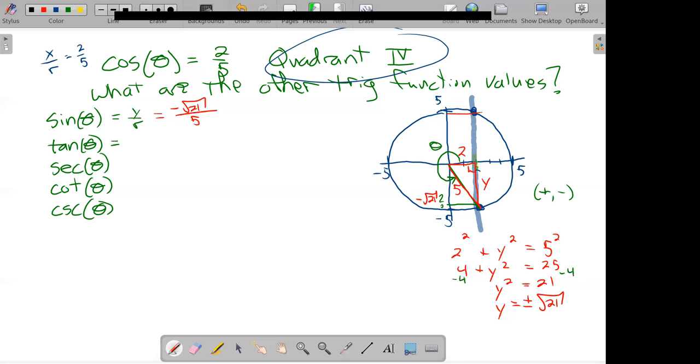Similarly, the tangent is the y value over the x value. So y is negative square root of 21 over 5 divided by x, which is 2 over 5. The over 5s divide out, and I get negative square root of 21 over 2.